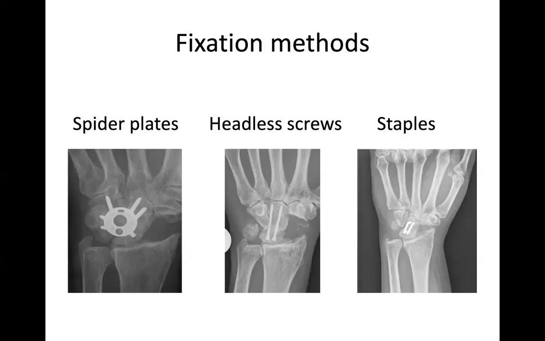We tend to prefer headless screws. We usually do a 2-bone fusion. Headless screws go in through the lunate, and the advantage is that there's no dorsal hardware, so you don't get the dorsal impingement in wrist extension that you do with the plates. And then the staples on the right, also good compression, but again, sometimes you can get dorsal impingement with wrist extension.